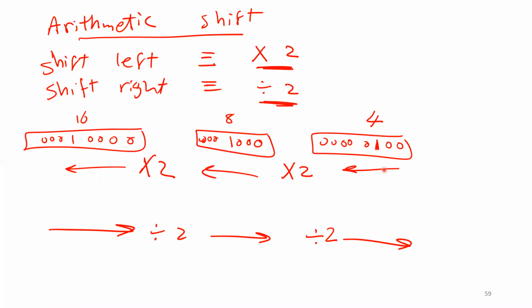If you do two shifts, you multiply by four, because one shift multiplies by two, and another shift multiplies by another two. So two times two is four. If you have this number here and shift it twice, you get 16. Anyway, I'm trying to convince you that shift left is equivalent to multiplication by two, and shift right is equivalent to division by two.